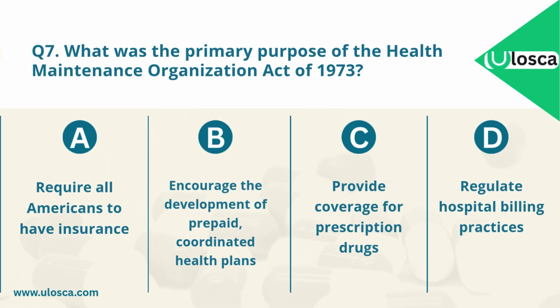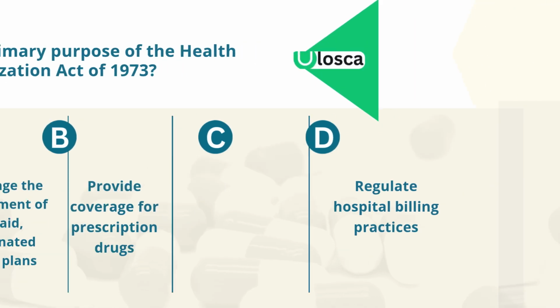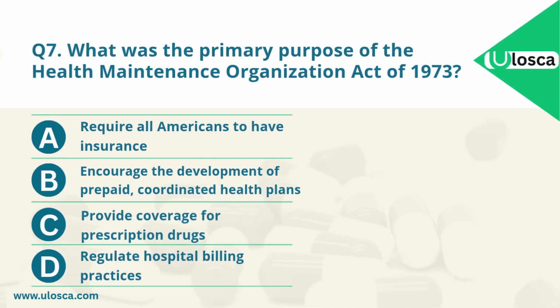Question 3. Which theory suggests that aging is a result of wear and tear on the body over time? A. Activity theory. B. Disengagement theory. C. Wear and tear theory. D. Continuity theory. Which one is the correct answer? The correct answer is B. Encourage the development of prepaid, coordinated health plans.